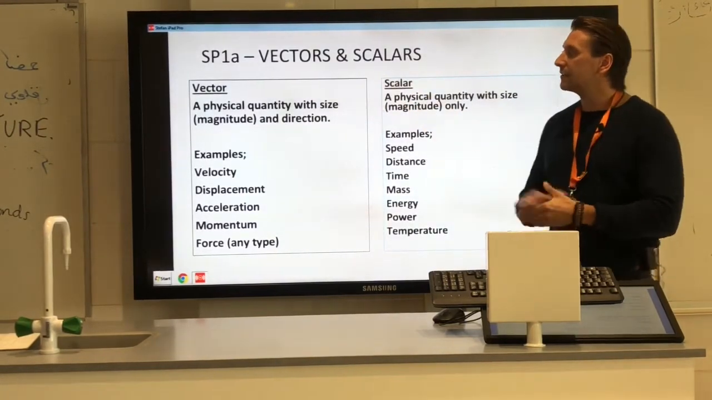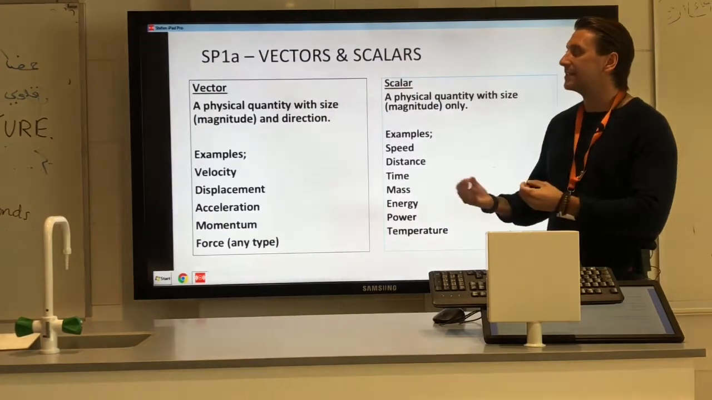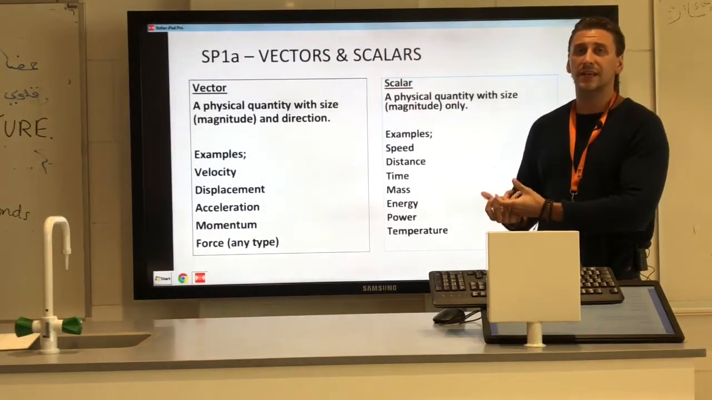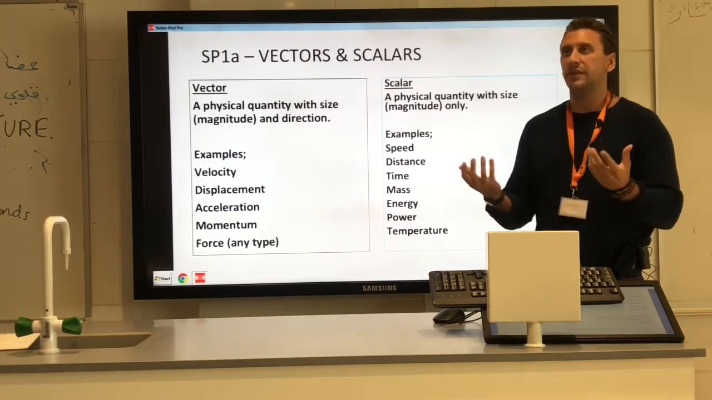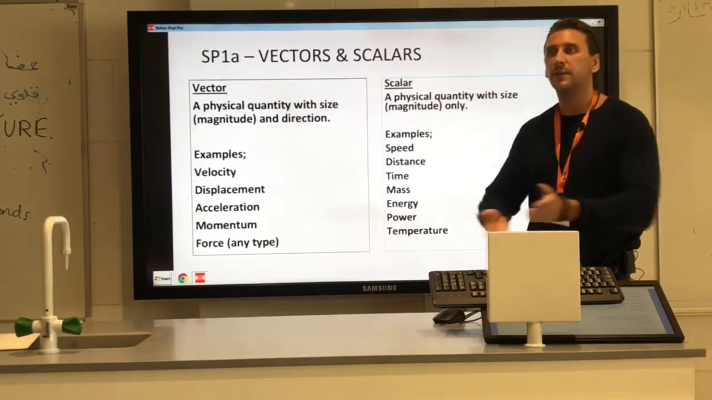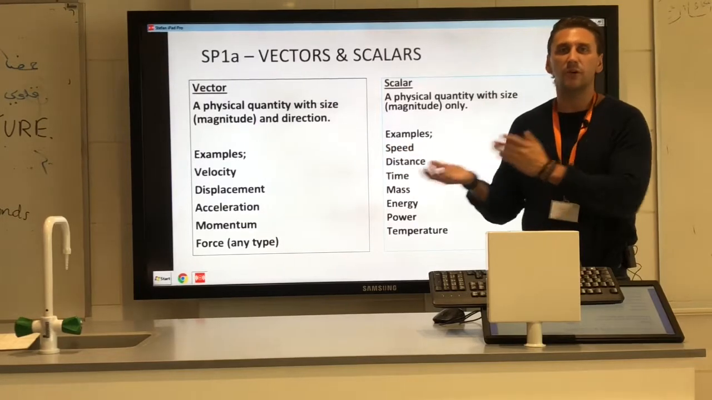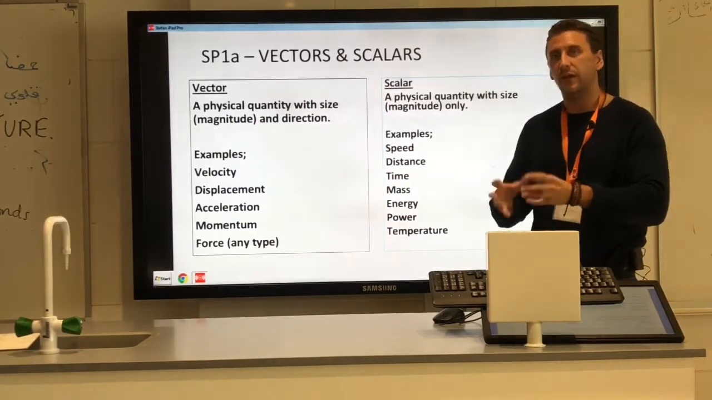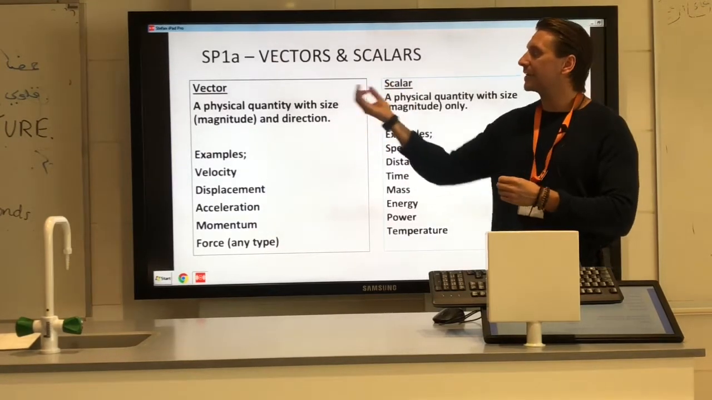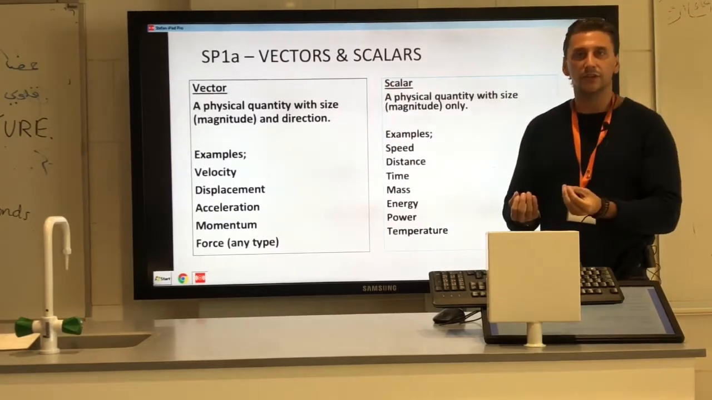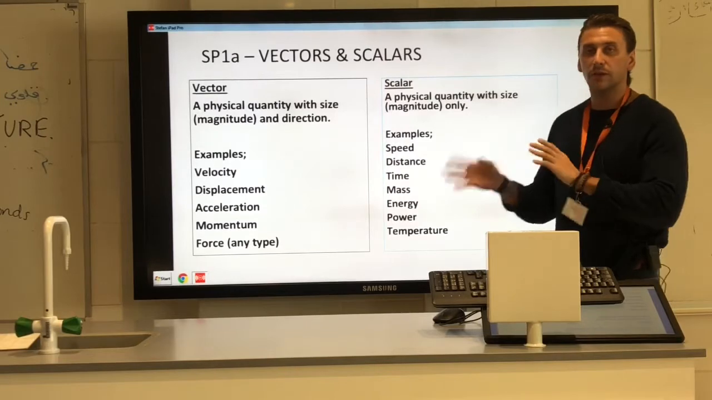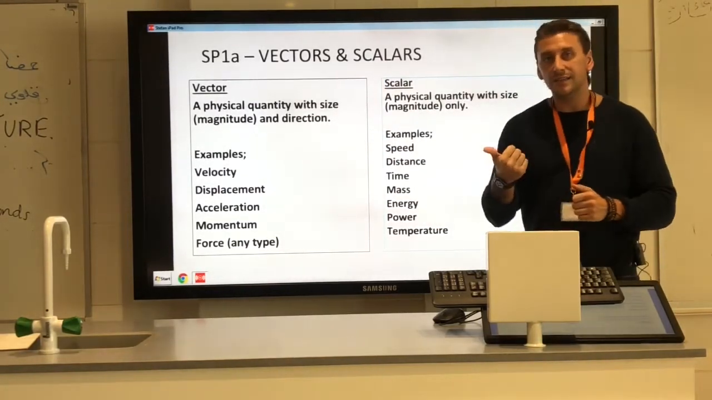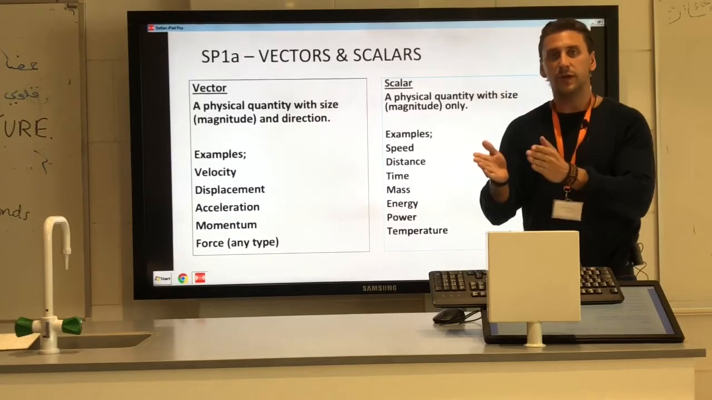So a vector is a physical quantity with size, sometimes known as magnitude as well. So if you see the word magnitude in your exam, that just means the size. So for example, the magnitude of the speed of a car is 20 miles an hour or 15 meters per second. So the size is just the value, all right? And that's the magnitude. But a vector also has direction. So not all quantities have both size and direction. Vectors have a size and they have a direction as well.